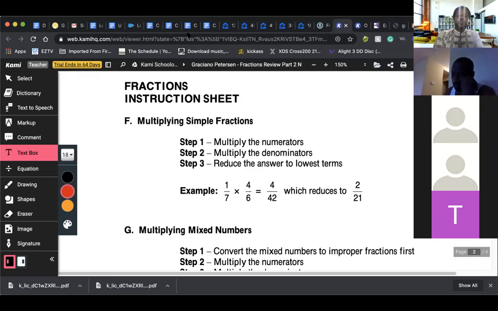In this example, the reason that we have to reduce it at the end is because the fraction that we're multiplying could have been reduced to begin with. So if you notice that, you can also reduce first before you multiply, which might make it easier. If I had reduced this to 2 over 3 before I multiplied, I would have gotten my 2 over 21 right away, and I wouldn't have to reduce at the end.